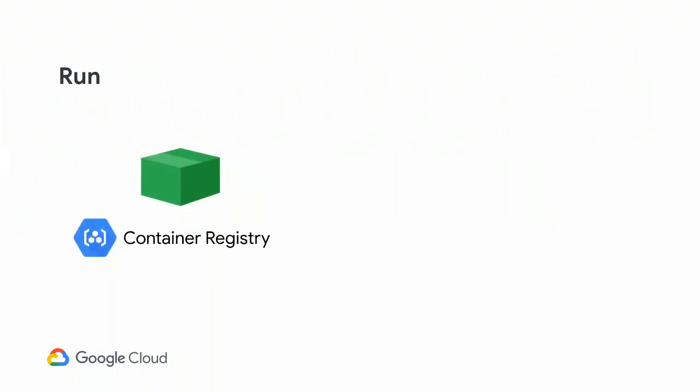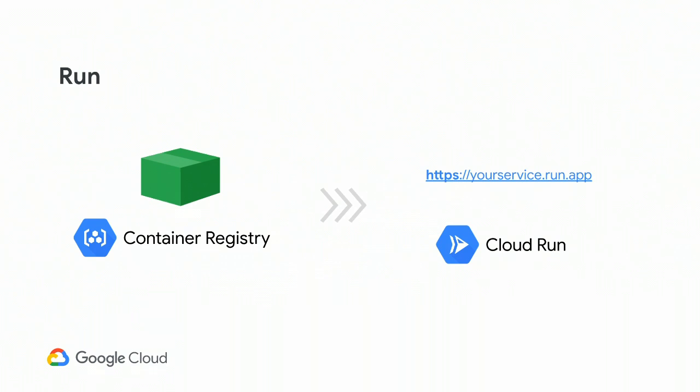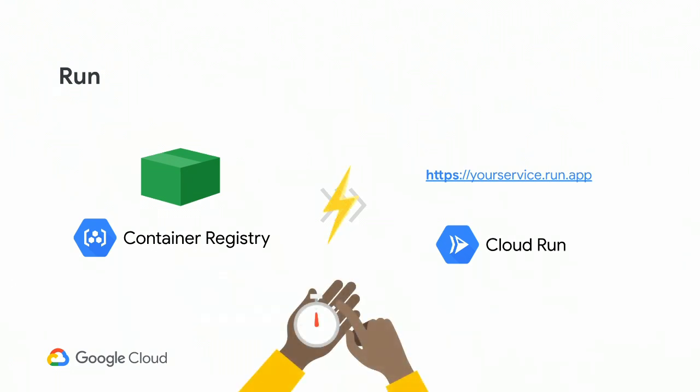And the last step is to run things. So here, we go from one container image in a Google Cloud Container Registry. And with one simple command or one click of a button, we deploy that to Cloud Run. On Cloud Run, as you've seen, you get a stable and secured HTTPS URL that you can decide or not to expose to the internet. And this happens, as you've seen, in just a few seconds.